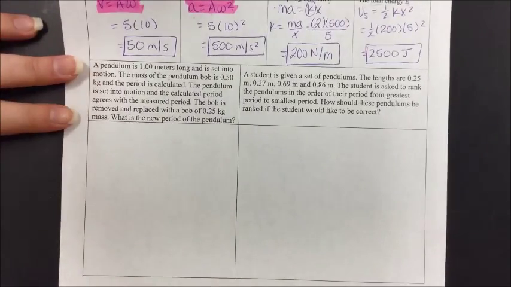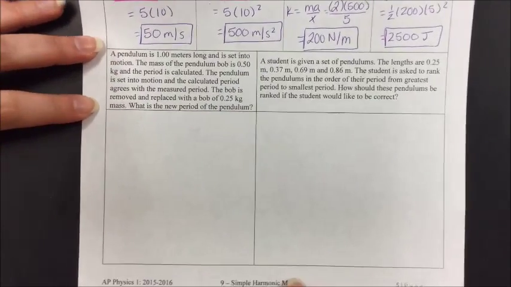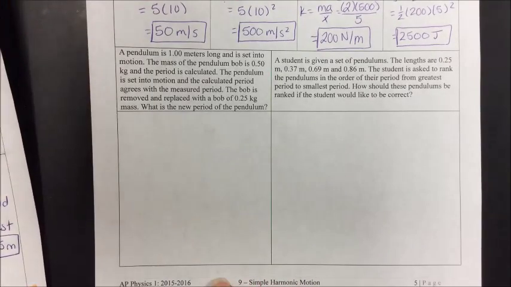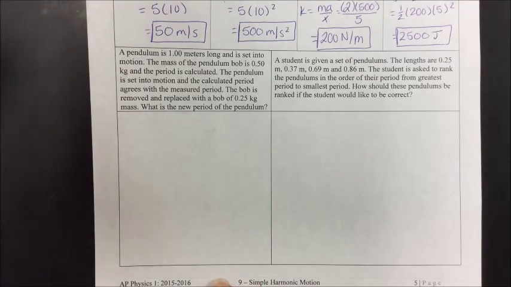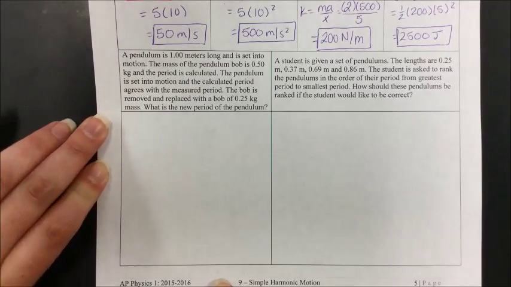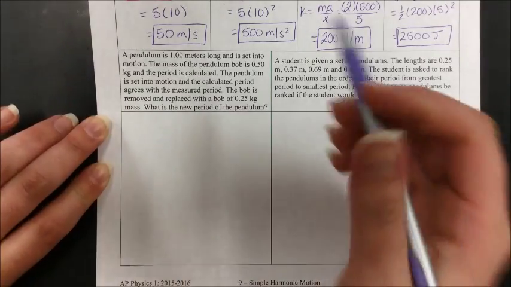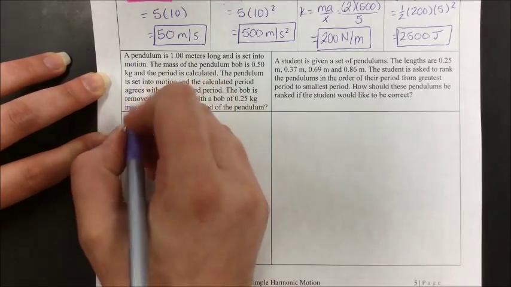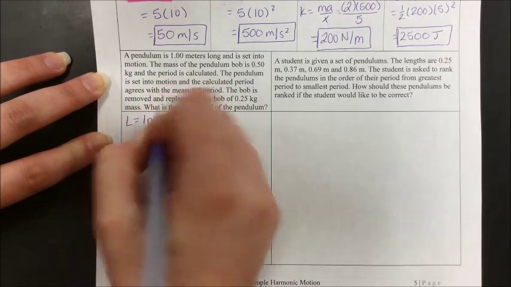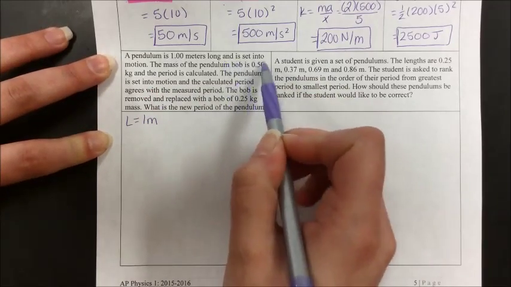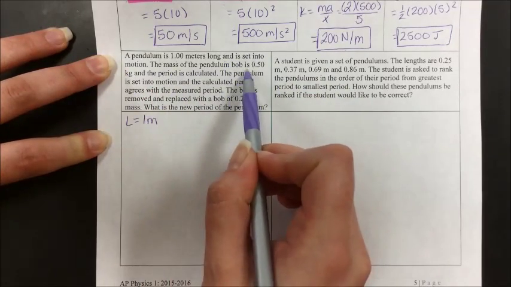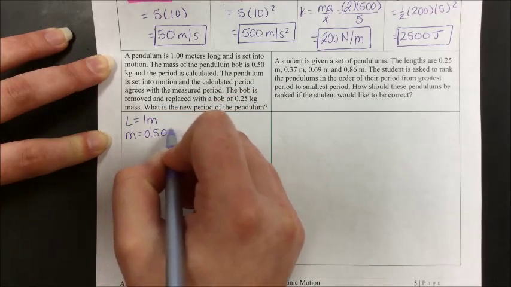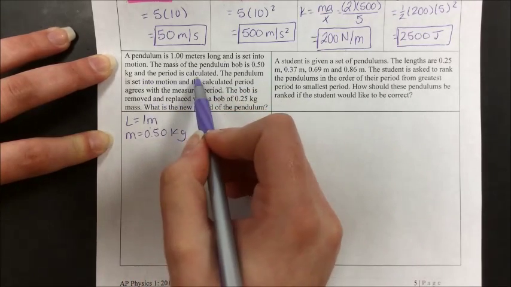For these last 2 questions, it's going to be a little bit different. There's a lot of words, so you've got to go through and read all of them. But it's really looking at what it's actually asking. So a pendulum is 1 meter long. So let's go ahead and write that down so that way we have our stuff as we go along. And is set into motion. The mass of the pendulum bob at 1 meter is 0.50 kilograms, and the period is calculated.